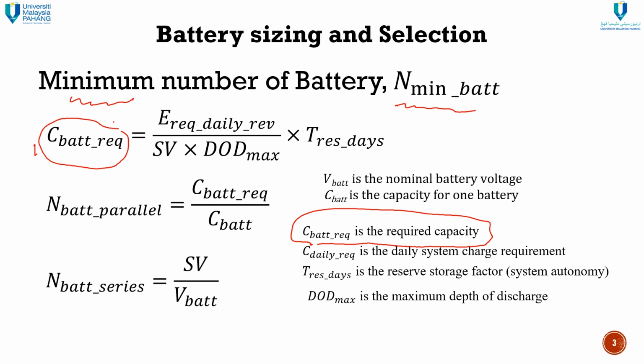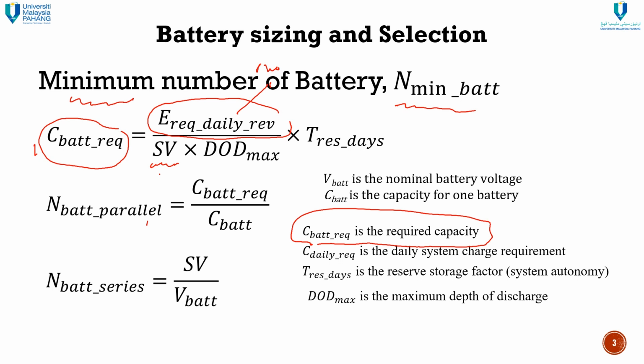The equation is very simple, related to what we did before. Here comes the required daily energy, revised, the latest after considering all the factors, inverter efficiency and so on. So how many ampere hours, how many watt hours do we need, after considering all the losses.